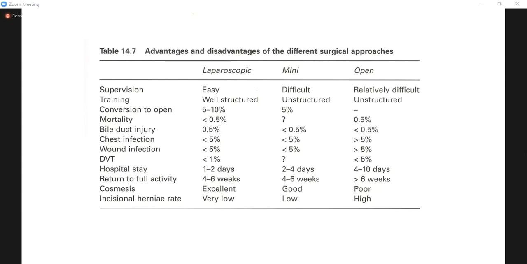I told you last week. Uncontrollable severe bleeding. Very good. Bleeding inside where you can't control. You have damaged some vessel and there's a lot of bleeding where you can't stop that bleeding laparoscopically. You will have to convert.